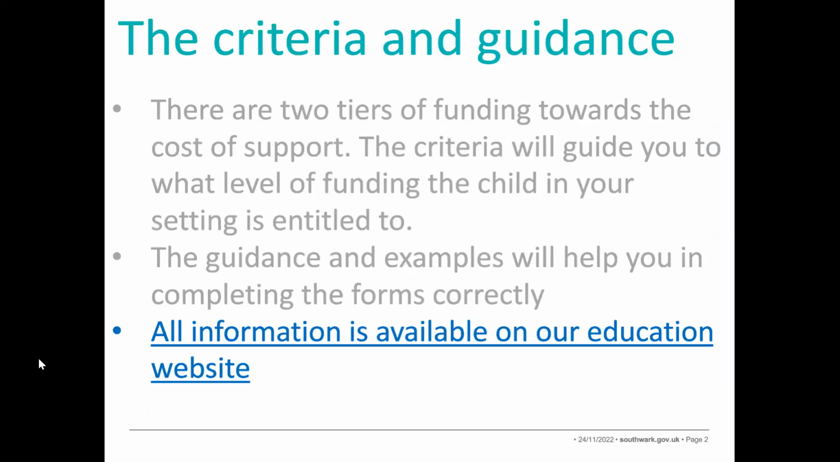So, the criteria and the guidance. There are two tiers of funding towards the cost of support for children, Tier 1 and Tier 2, and the criteria will guide you to what level of funding the child in your setting is entitled to. So please read this before embarking on making an application. The guidance and the examples will help you in completing these forms correctly, and all the information, as said, is available on our education website.